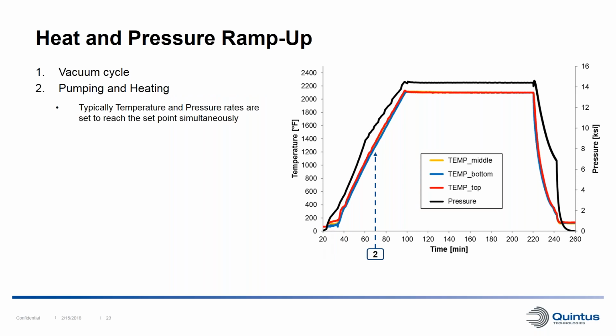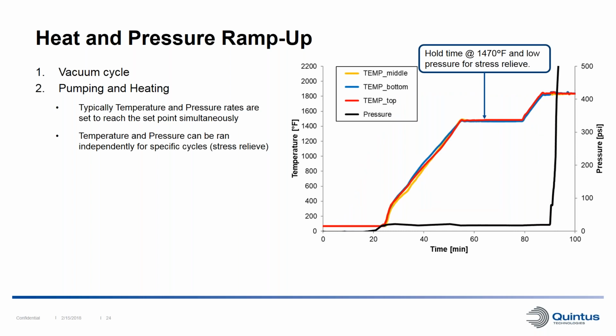After the vacuum flushing cycle, we have a pumping and heating step. This is where we increase the temperature with a predefined rate. Normally the pressure will follow so that the temperature and pressure reach their respective hold set points at the same time.